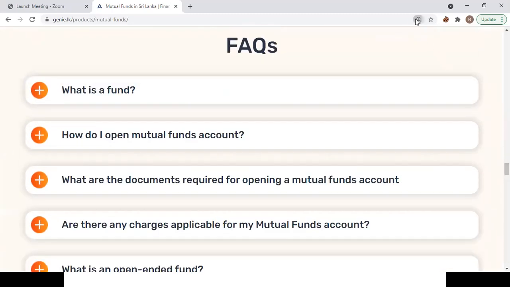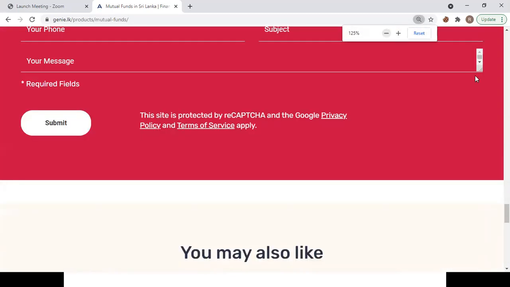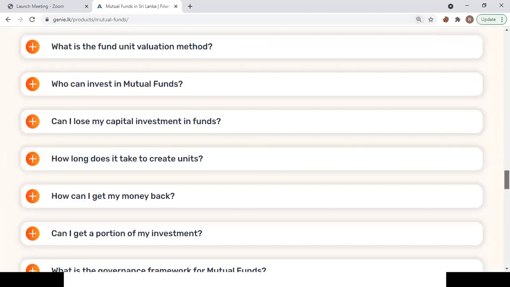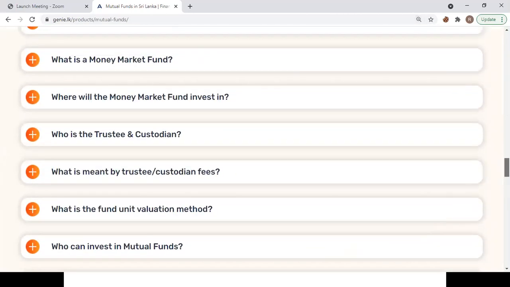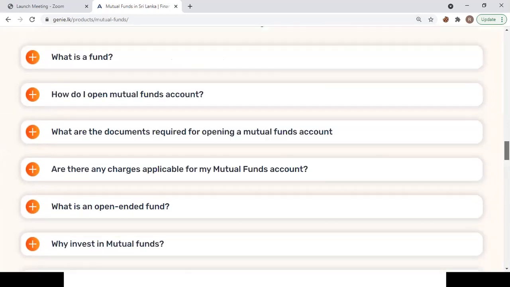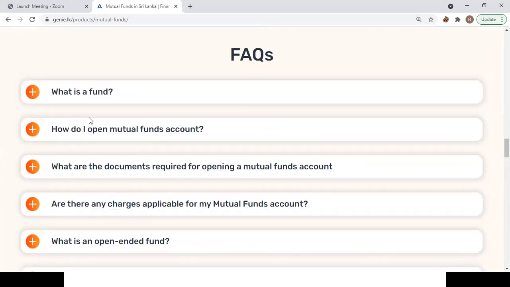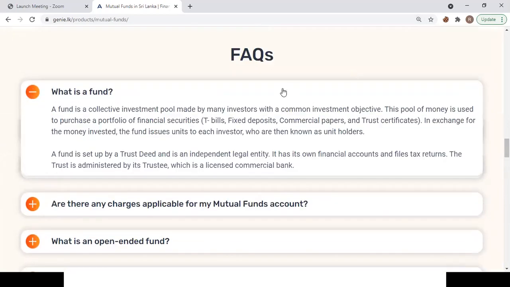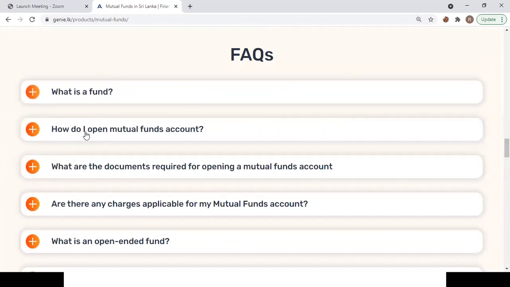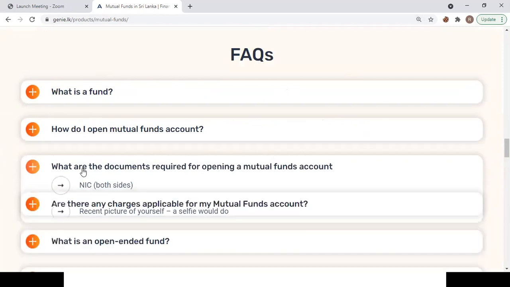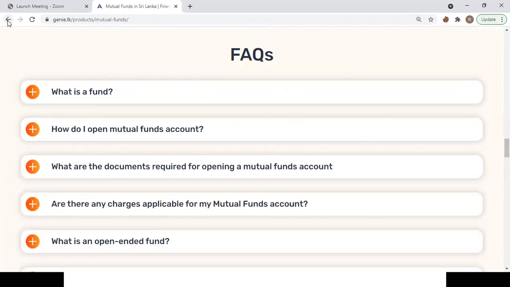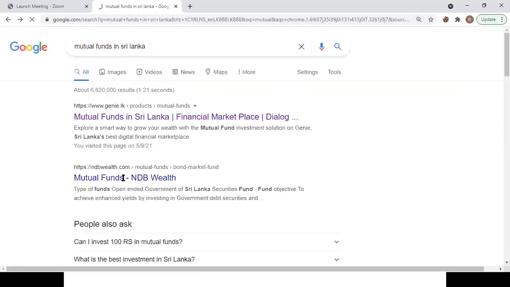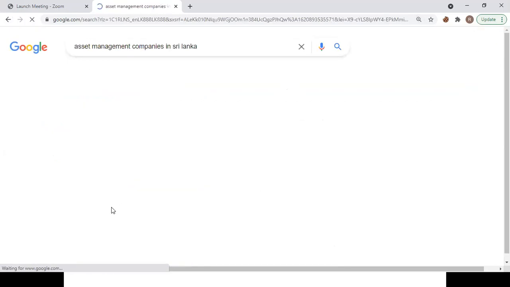Here you can find a lot of information from the frequently asked questions. Right? So there are questions like what is a mutual fund, and how do I open a mutual fund? What are the documents, right? So it's a very simple thing. And NDB Wealth.